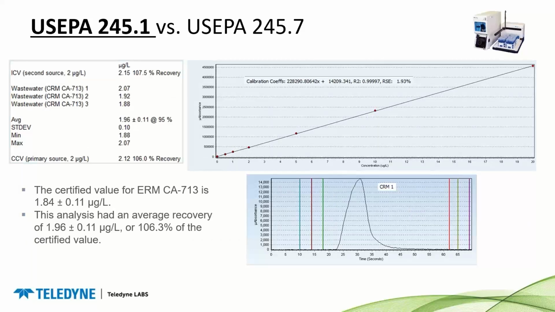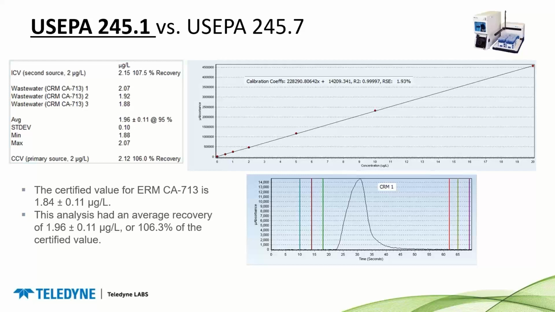So once my MDL was established, I analyzed the wastewater CRM and chose ERM-CA713, which had a certified value of 1.84 plus or minus 0.11 micrograms per liter. My average result was 1.96 plus or minus 0.11 micrograms per liter, so about 106% recovery. And my calibration curve R squared was really good.